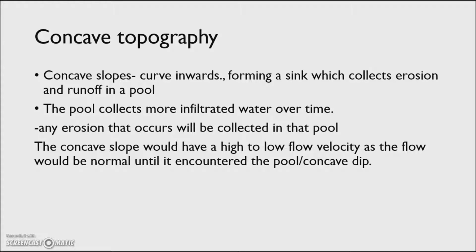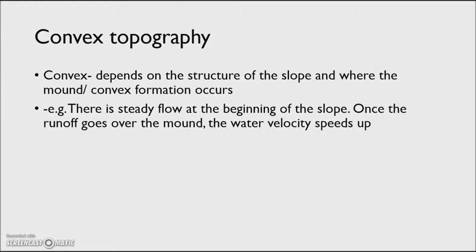Concave slopes curve inwards, forming a sink or depression which collects erosion and runoff in a pool. The pool collects more infiltrated water over time. Any erosion that occurs will be collected in that pool and will sit there. The concave slope would have a high to low flow velocity as the flow would be normal until it encountered the pool or concave dip. Unless the precipitation was very intense and had a long duration, which led to the pool created in the concave depression to fill up, the erosion and runoff would be high to low.